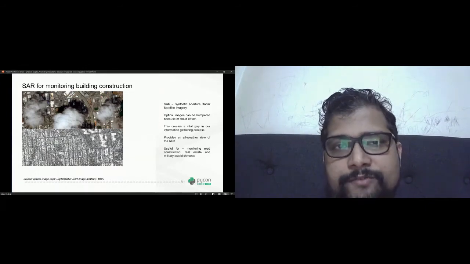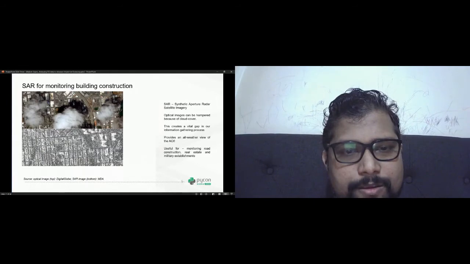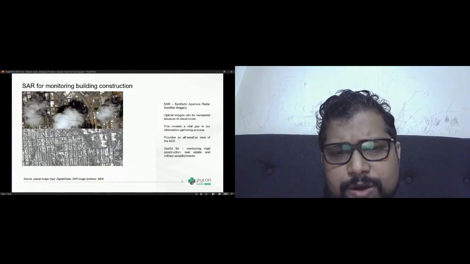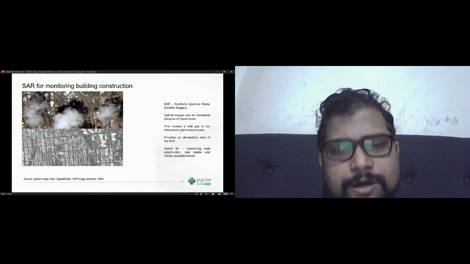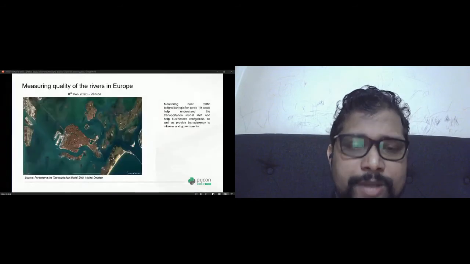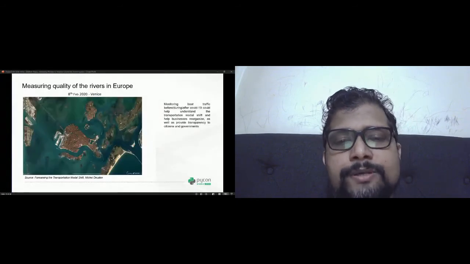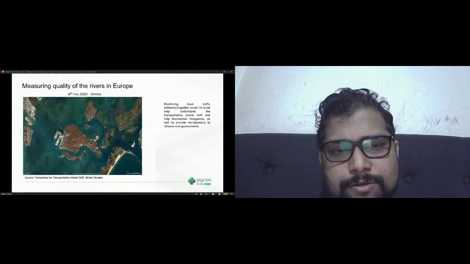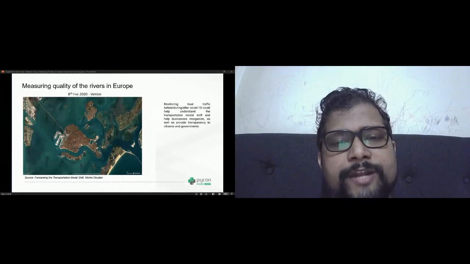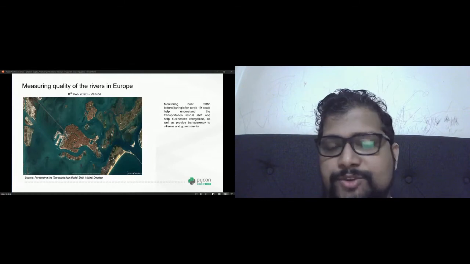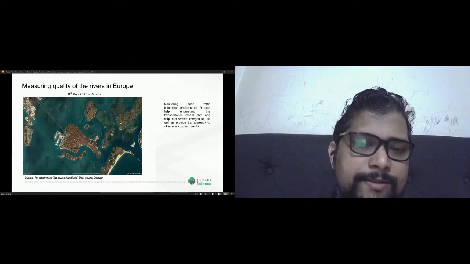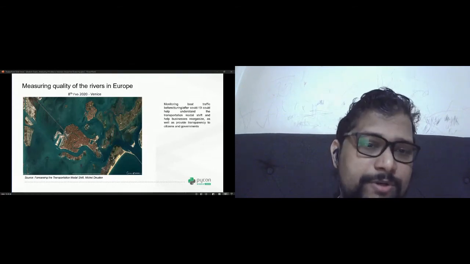Measuring the quality of rivers in Europe. During the lockdown, there was a lot of chatter on Twitter regarding users seeing wildlife in the canals of Venice. A lot of them were fake news, but if you look at the satellite images, you notice a significant drop in water pollution. There is a very simple reason for it, and that is the lockdown led to fewer tourists and less business. And so the boats didn't navigate the canals, hence less pollution.